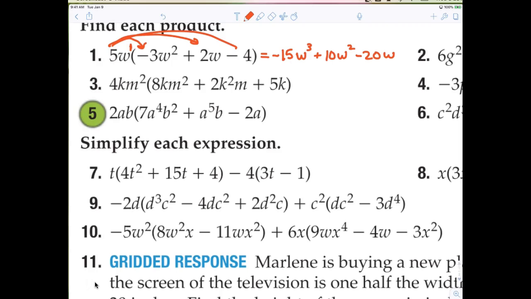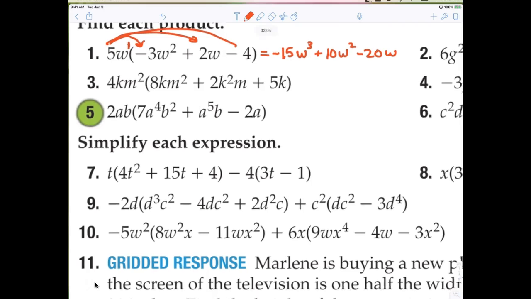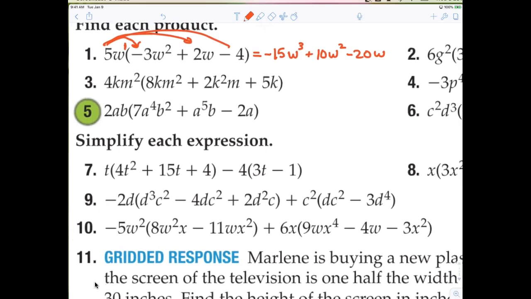All right. Now we're going to go ahead and do number 3. Now number 3 is a little bit harder because there's multiple variables. So the rule does not change. Multiply numbers, add exponents. So number 3, the first thing, 4 times 8, which is what? 32. Now you're going to multiply k times k, which is k squared. And now m squared times m squared, which is m to the 4th. Does everybody see how easy that is? Very simple.